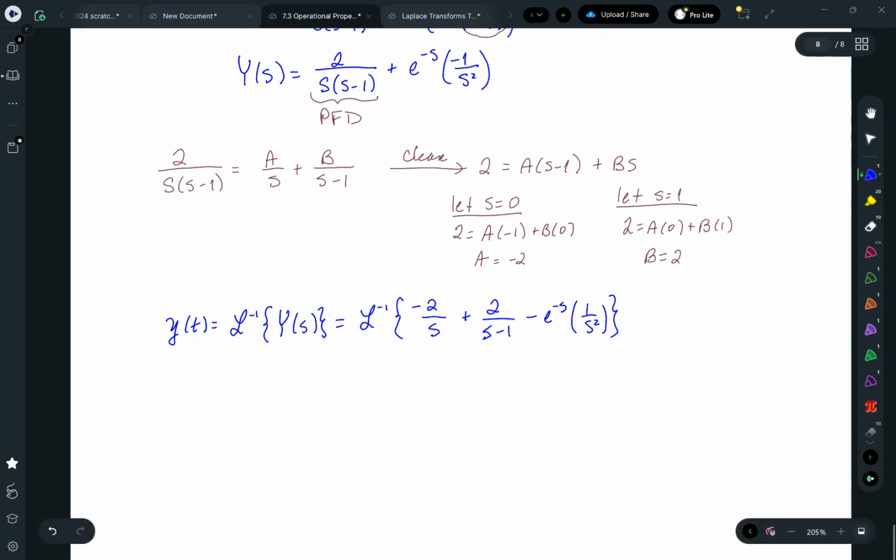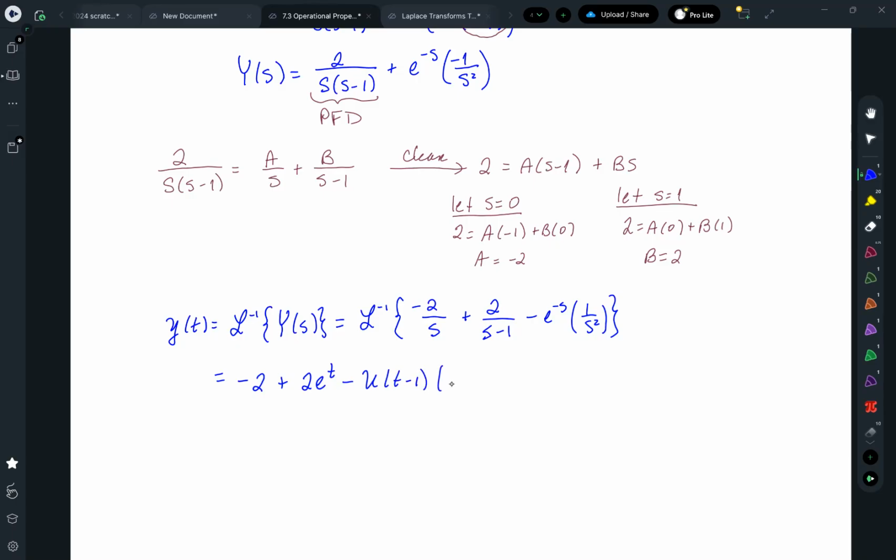Okay. Now, the first two terms are pretty direct. The Laplace inverse of minus 2 over s is just minus 2. And then plus the Laplace inverse of 2 over s minus 1, that's just 2e to the t. And then dealing with the minus e to the minus s, so I have a minus sign, and I know that I get a u of t minus 1 from that exponential multiplier. And then I also get a t.